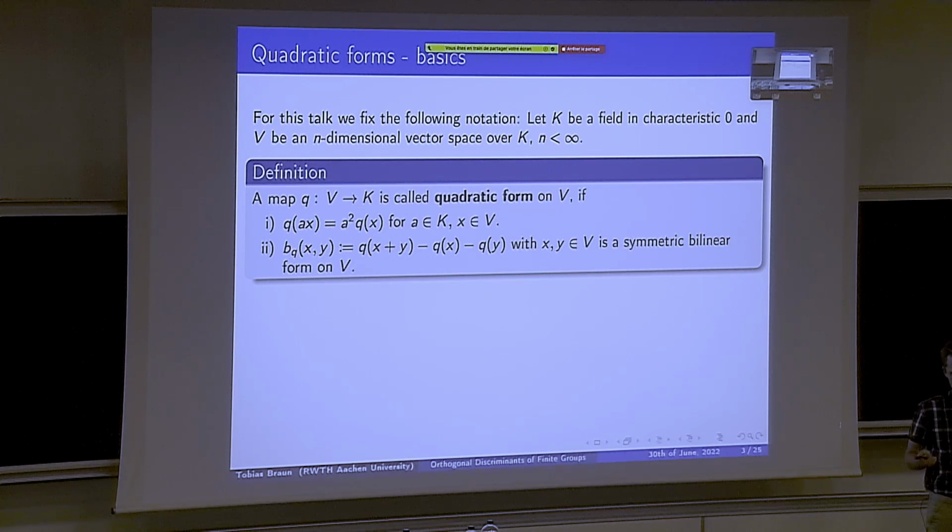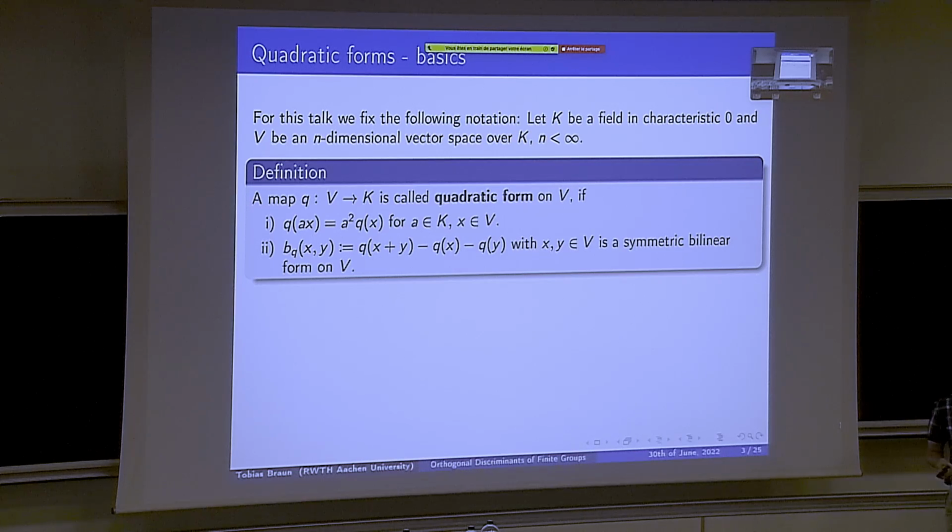I guess you're very familiar with this basic definition of a quadratic form. A quadratic form is nothing but a map from the vector space into the base field, together with the condition that you can pull squares out of the argument of a quadratic form, but you have to square them. And the second condition is that the map defined by this formula is a symmetric bilinear form on the vector space V, which is also sometimes called the polarization.